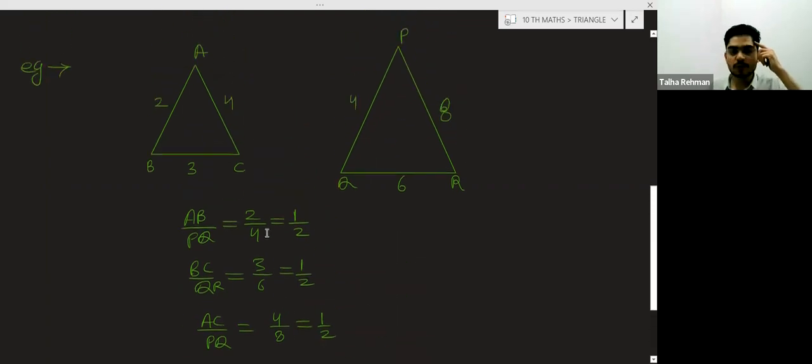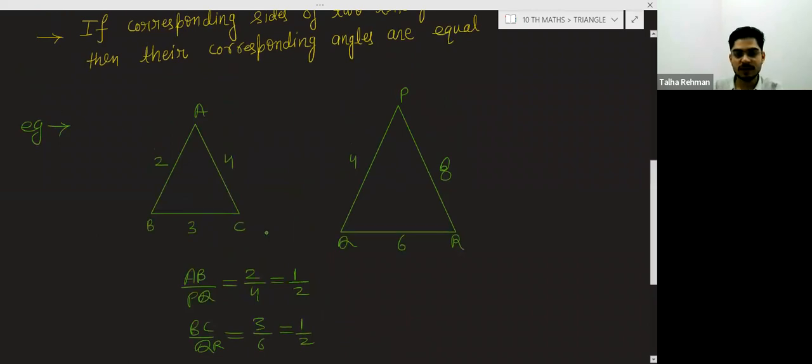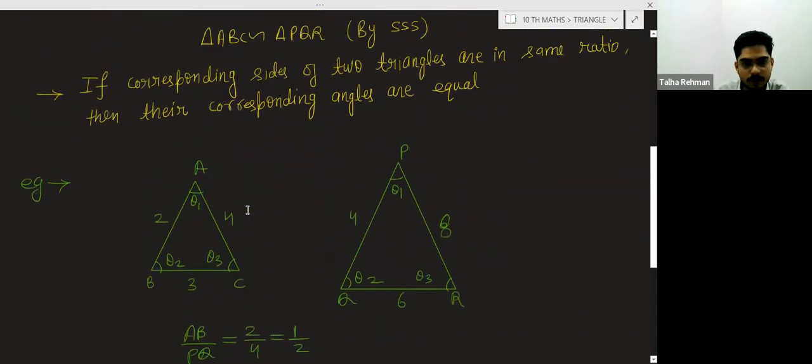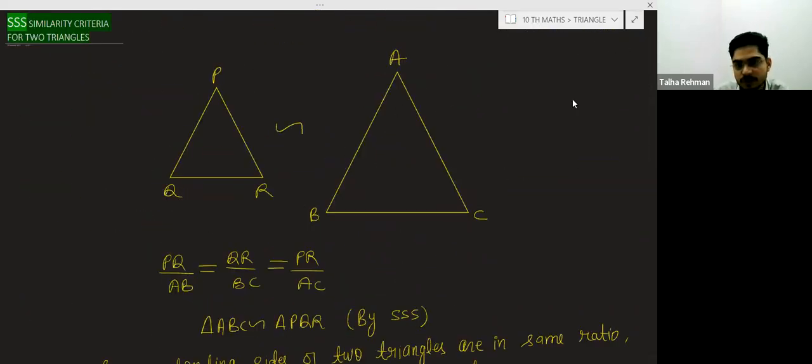So the ratio of the corresponding sides are equal. Then suppose this angle is theta 1, so this angle will also be theta 1. Suppose this angle is theta 2, so this angle will also be theta 2. If this angle is theta 3, this angle will also be theta 3. Okay, so now you can note down one by one.